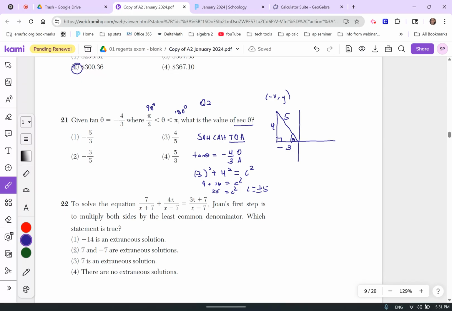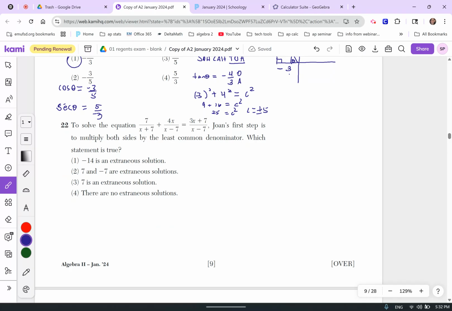So we want to find secant of theta. Well, secant is the reciprocal of cosine of theta. So if cosine of theta is adjacent over hypotenuse, then secant of theta is hypotenuse over adjacent. So it's 5 over negative 3, and that's choice 1.